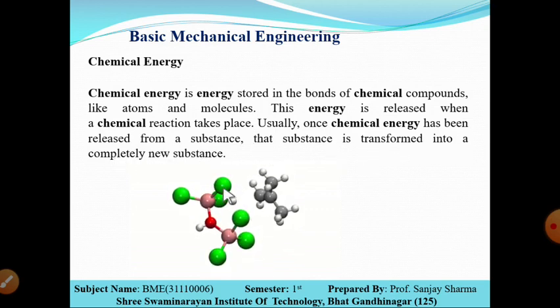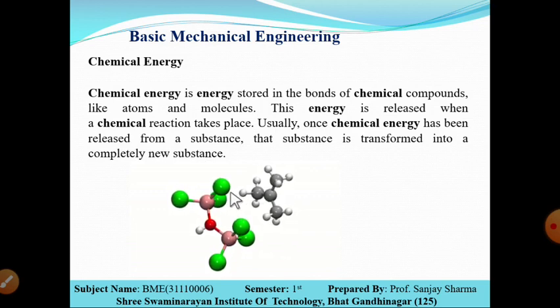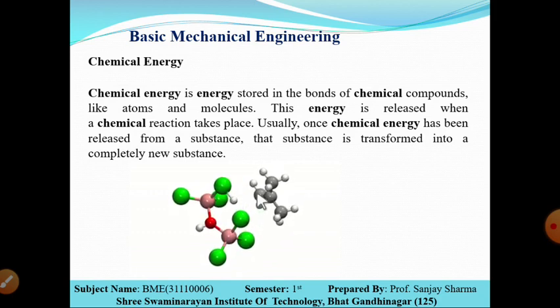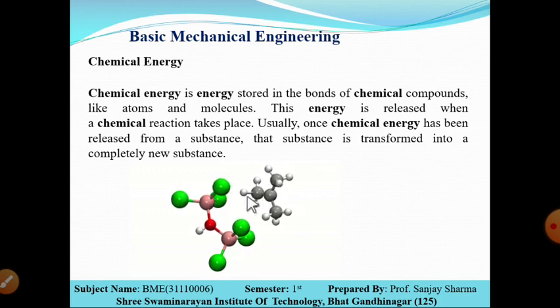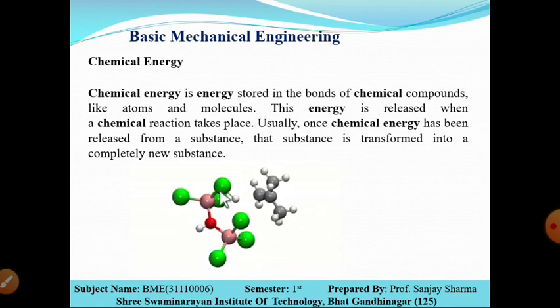So here in the diagram you can see, because of some chemical reaction, a chemical energy, the atom is being detached. यहाँ से ये अलग होके दूसरे कंपाउंड के साथ जाके जुड़ रहा है. It means this structure is changing to this structure. So one form of structure is transformed into a completely new structure or new substance. So this is the chemical energy which is stored in the bond of the chemical compound or bond of the atoms.